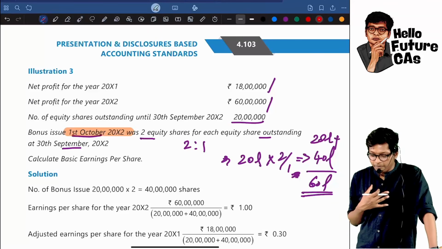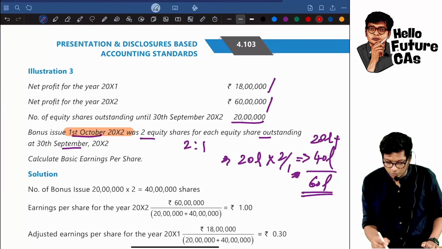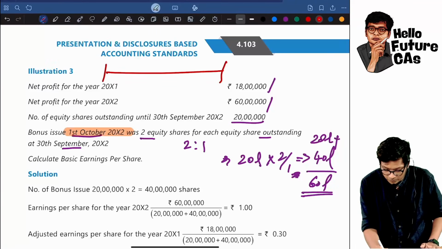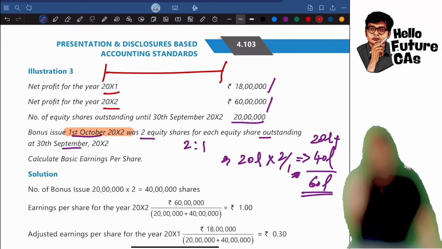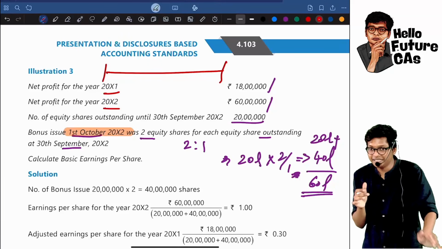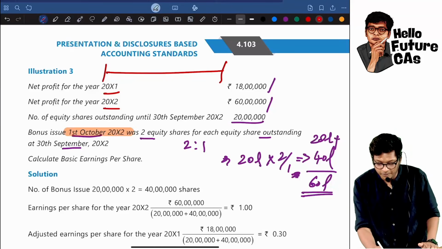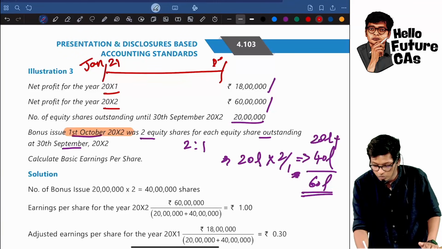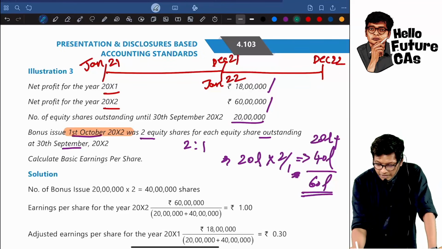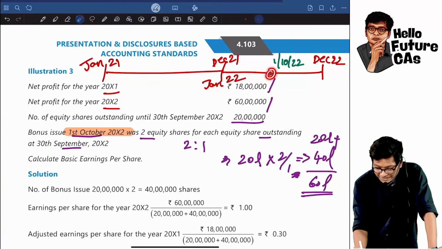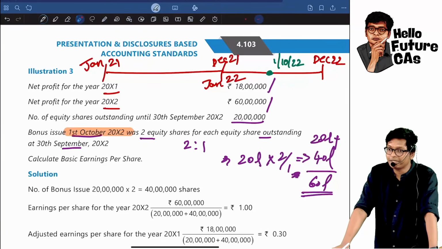When bonus is given on 1st October, what is the timeline over here? This is from 2021. Is it calendar year or financial year? Calendar year. Net profit for the year 21 means Jan 21 to December 21, and the next year is 22, so it will be December 22. Here it's going to be Jan 22. Are you following, guys? This is the time period. When is bonus given? 1st October 2022. Understood the timeline in this question?